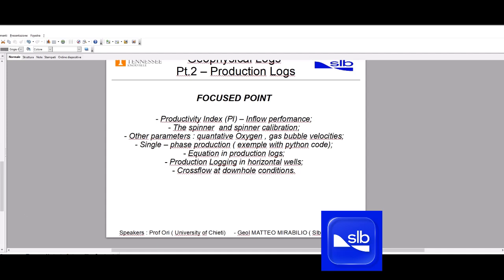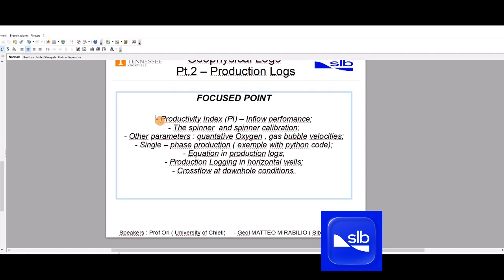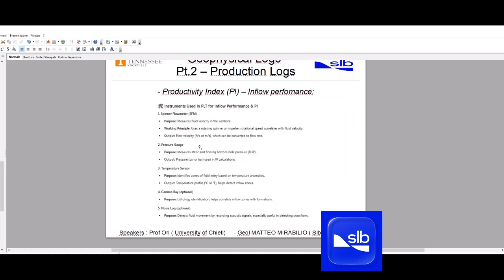So today we are talking especially about this first parameter, productivity index, flow and performance. When we are talking about productivity index parameters, PI, and flow performance, we generally use PLT instruments to measure inflow performance. Spinner flow meters: purpose and working principle.